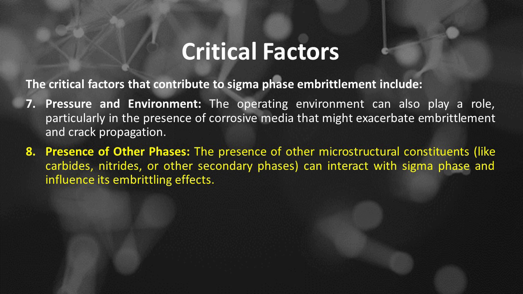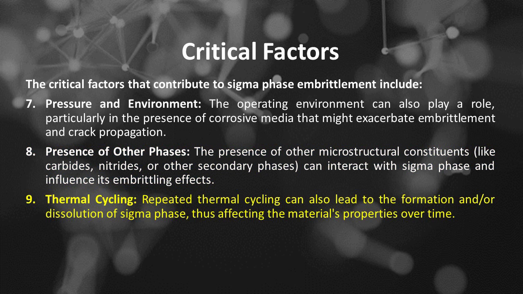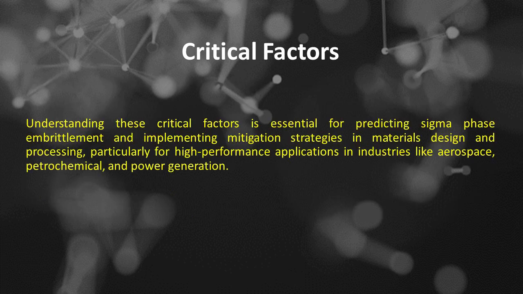its embrittling effects. Number 9 is thermal cycling. Repeated thermal cycling can also lead to the formation and/or dissolution of sigma phase, thus affecting the material's properties over time. Understanding these critical factors is essential for predicting sigma phase embrittlement and implementing mitigation strategies in materials design and processing, particularly for high-performance applications in industries like aerospace, petrochemical, and power generation.